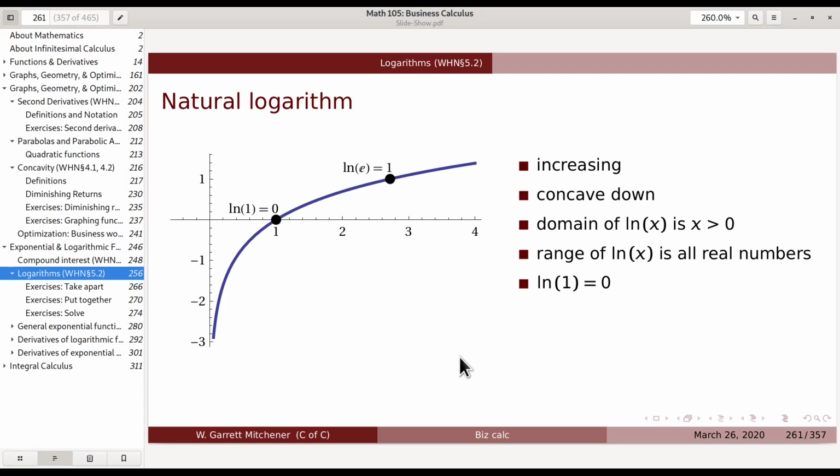Okay, this is the graph of the natural logarithm function. It has a couple of points that I can point out to you. One is that right here, ln of e equals 1. So you can see this is at 2.7 on the x-axis and then up at 1 on the y-axis. ln of e equals 1 because e to the 1 equals e. Okay, think about that for a moment.